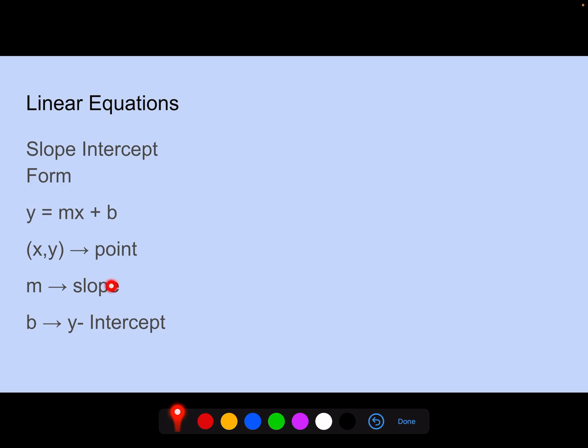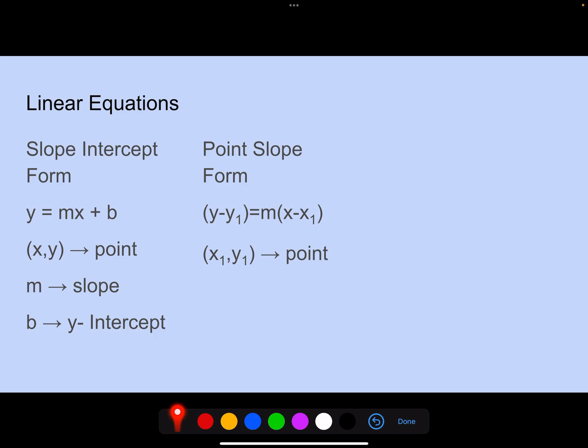So you can start seeing slope-intercept form. All these are linear functions, or linear equations. Remember, linear just means line. Point-slope form is a very popular one also. It's y minus y1 equals m times x minus x1, where x1 and y1 would be our point, and then m would be our slope.